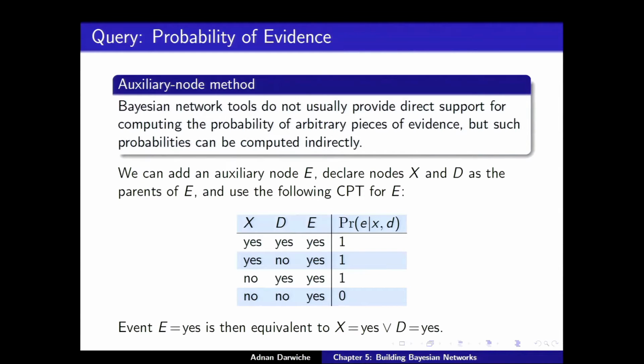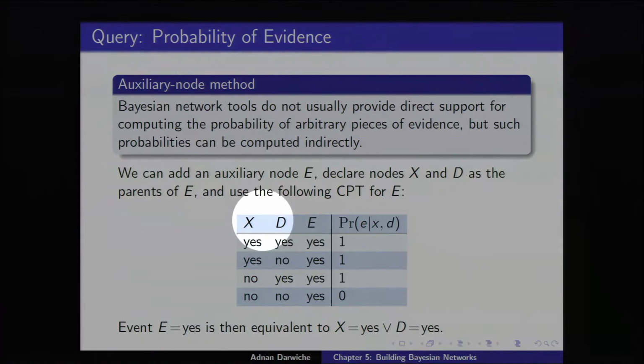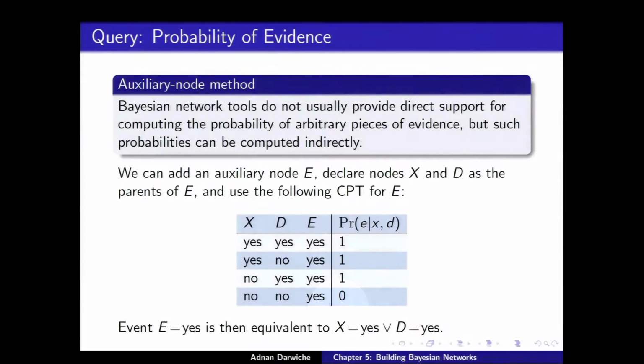So the idea is, I'm trying to compute the probability of a disjunction over X and D. I add this new variable E to the network and make these two variables the parents and make this variable behave like an OR gate. So if you look at the CPT for this variable, as long as either X or D is a yes, then the probability here is 1. When both of them are no, the probability is 0.